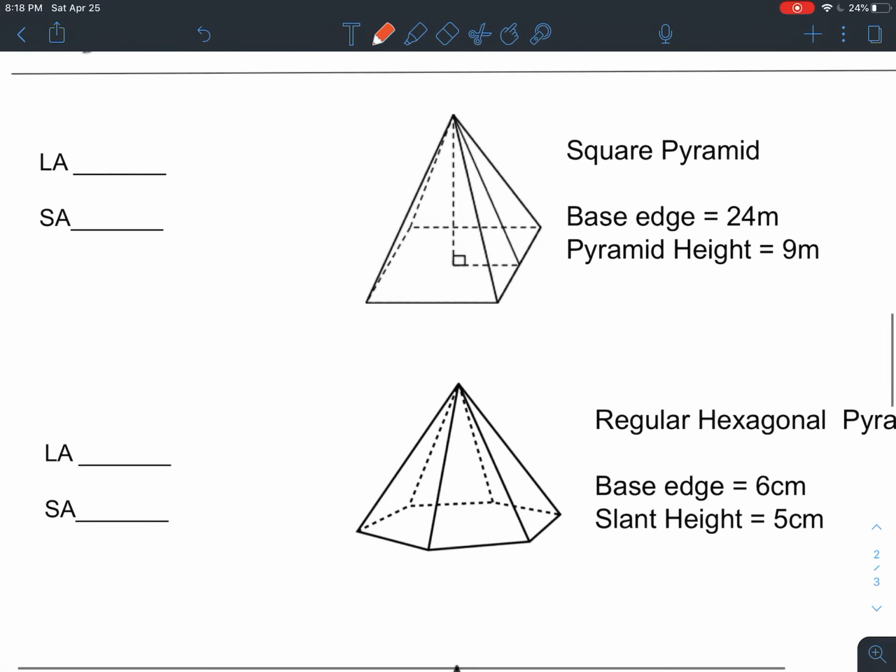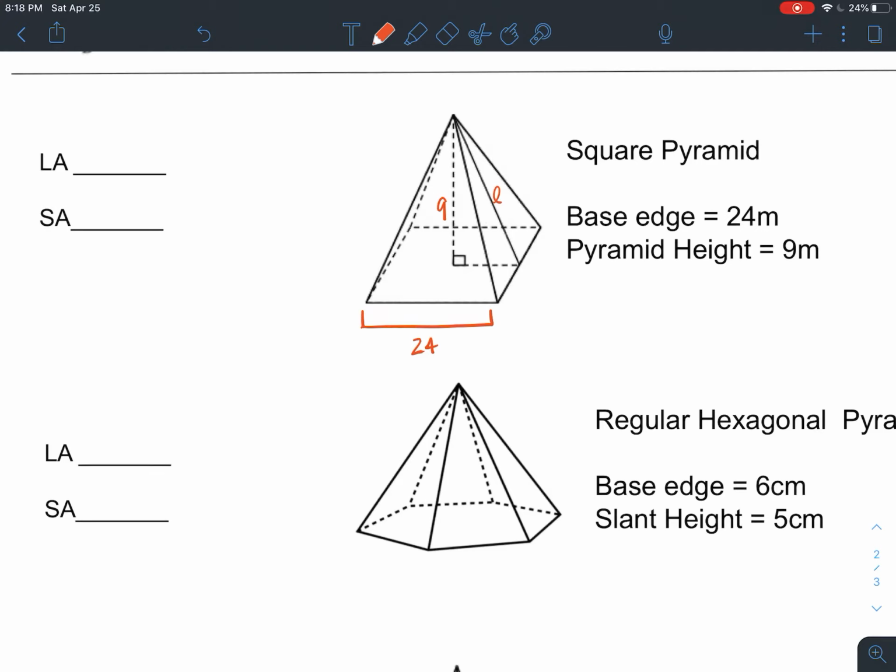So here we go. We have a square pyramid. Our base edge is 24. I'm going to go ahead and plug that in here. And our pyramid height is 9 meters. So that is right smack dab in the middle from bottom to top, not on the outside of our pyramid.